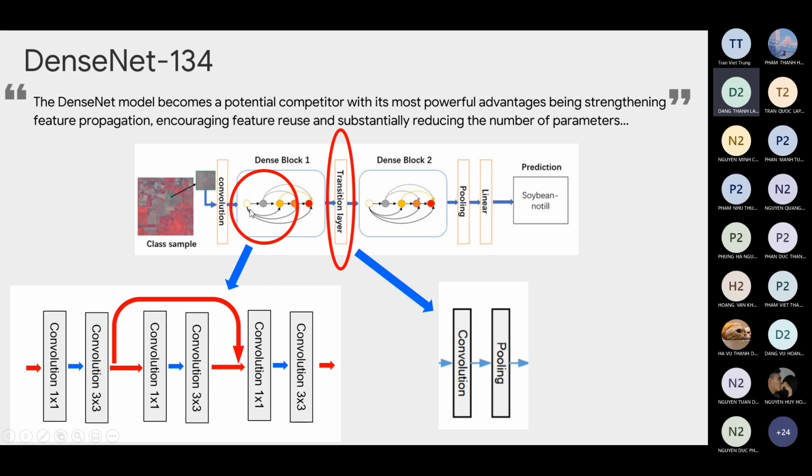So after each node here, the thickness or the length of the block is increased by 32. It means the growth rate of the model.